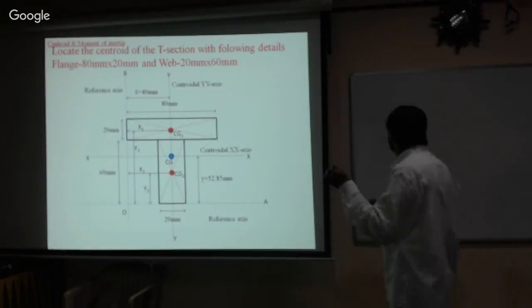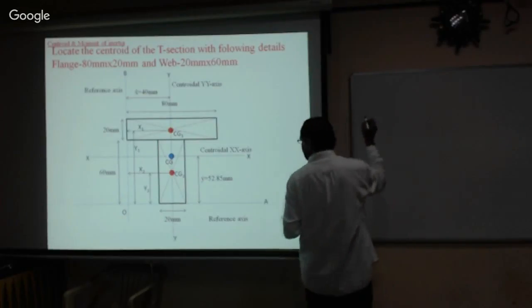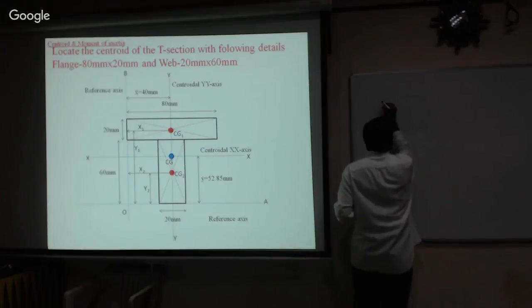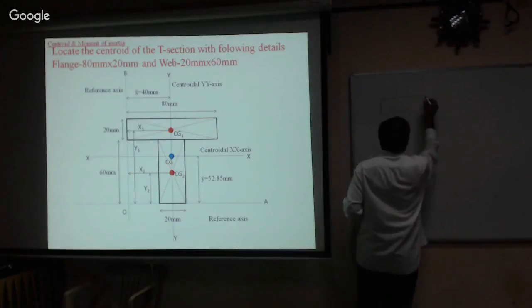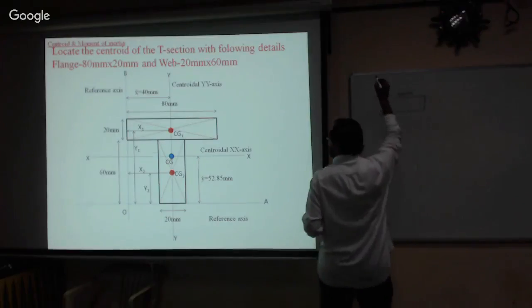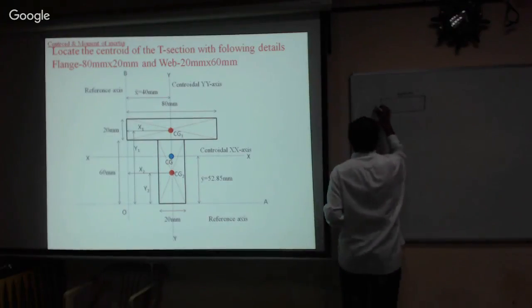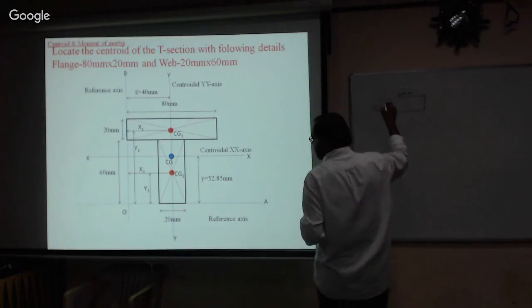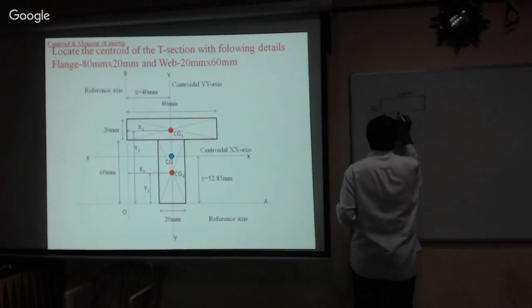I will write it down, calculate it, and explain how to solve this problem. See, this is the top flange. What is the dimension of this? It is 80 millimeter by 20 millimeter. Similarly, the web is 60 by 20.